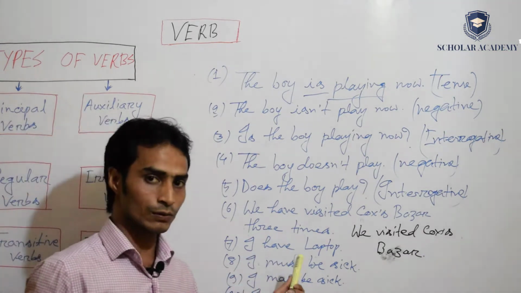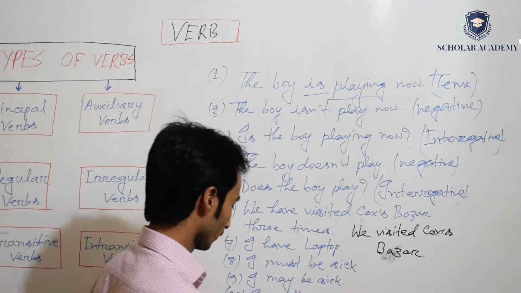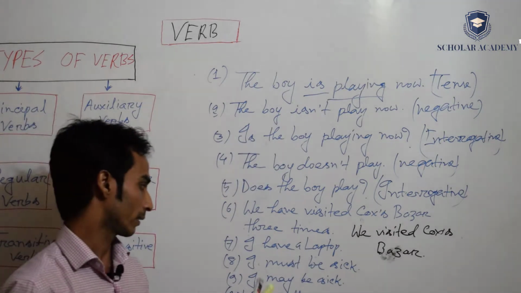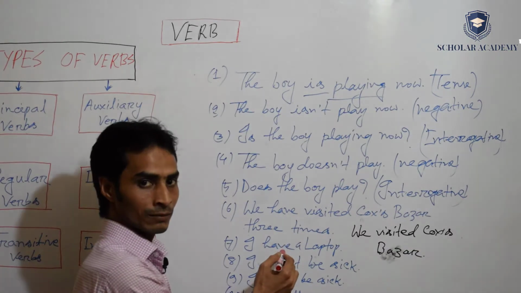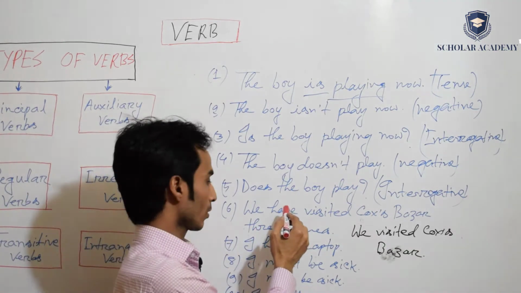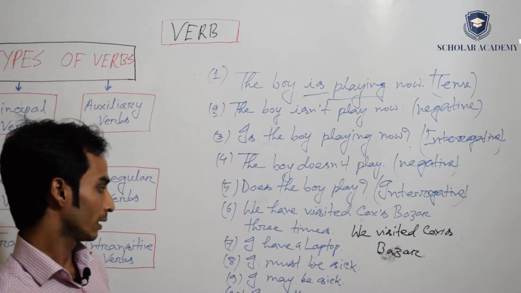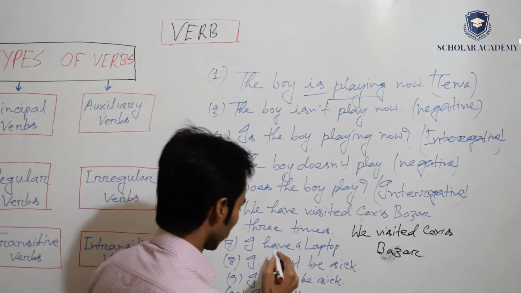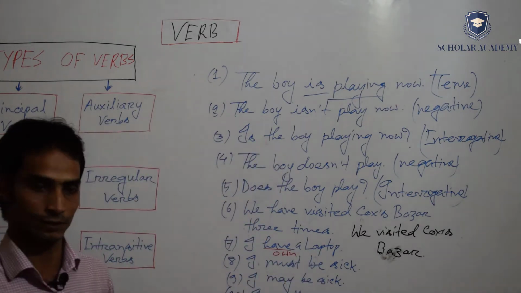Now let's look at another example. I have a laptop. What's the difference between this have and this have? Do you know? Here have is used as an auxiliary verb, and here have is used as a main verb. This have is used to mean own. That means I own a laptop.